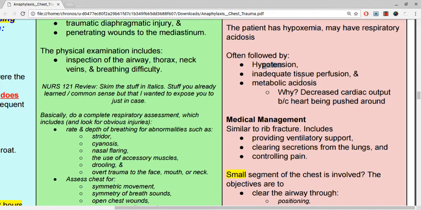The paradox between the lung movements is going to cause impairments with the perfusion. The air is not going to be getting perfused to the blood vessels. And it's also going to cause metabolic acidosis. And here I just mentioned that again, I wanted you to remember that with a flail chest, the heart is getting pushed around, okay? And that's going to cause decreased cardiac output.